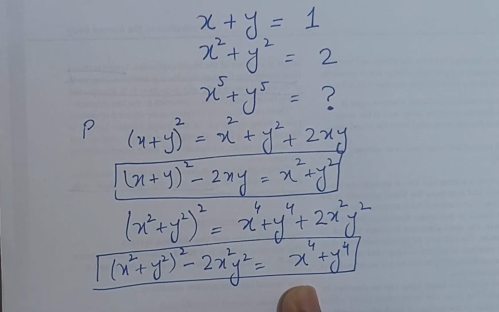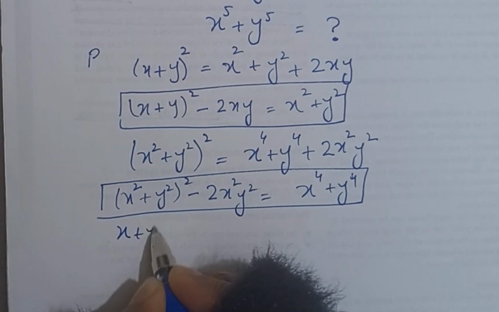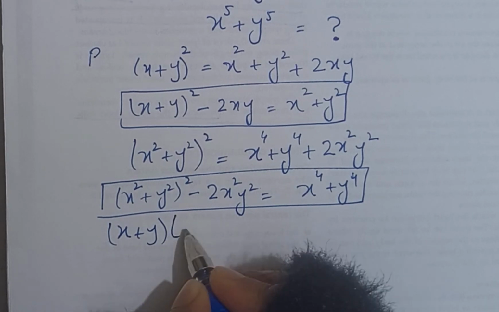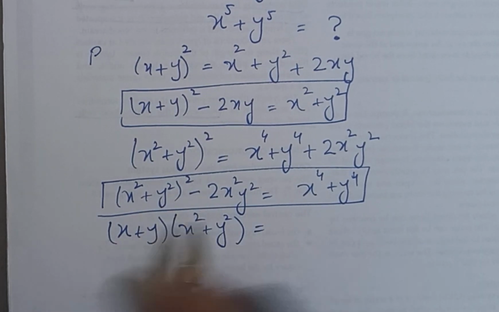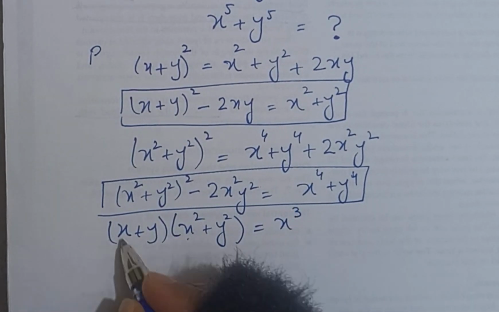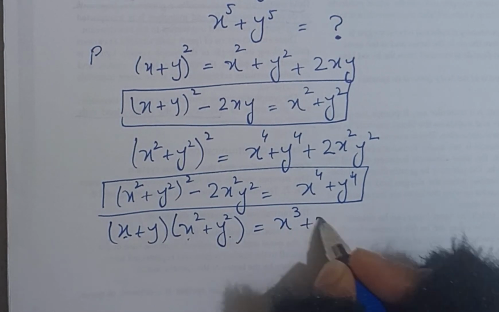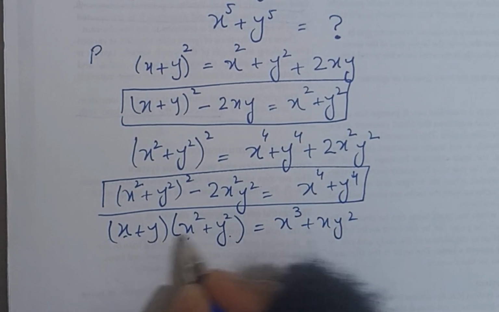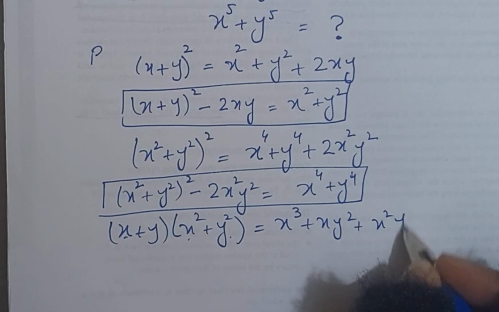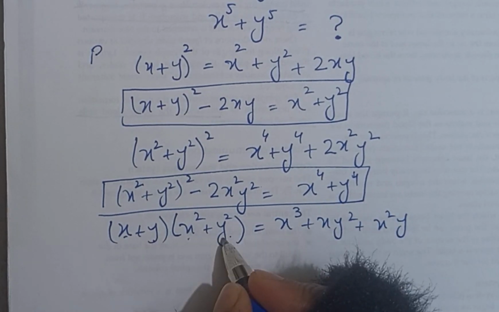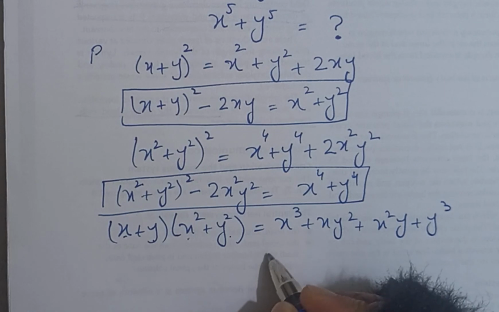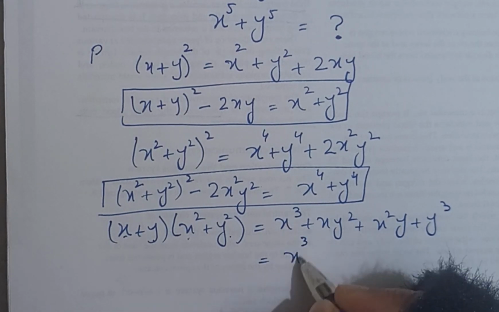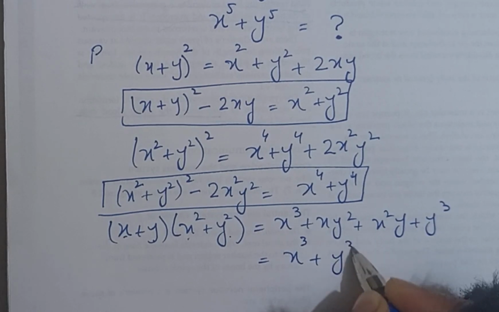And another property that we use in our question is (x plus y) multiplied by (x square plus y square). If we multiply x by x square, we get x cube. If we multiply x by y square, then we get x y square. Multiply y by x square, then we get x square y. Multiply y by y square, then we get y cube. And now we rearrange. This will become x cube plus y cube.